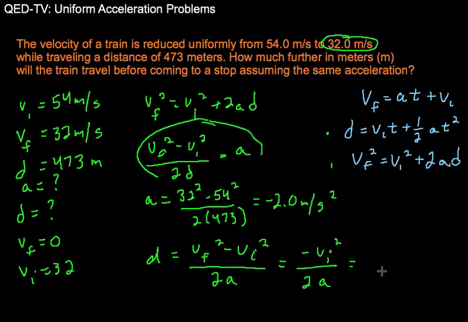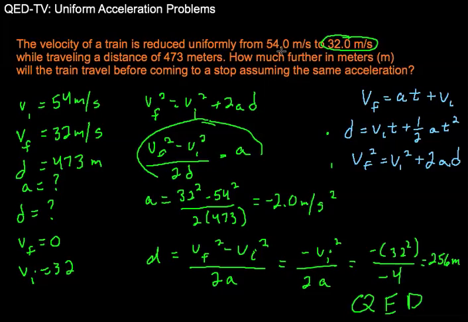And if I get my VI squared, that's going to be negative 32 squared over 2 times my a, negative 2, would be a negative 4. And you're going to have a negative and negative, they're going to cancel out. And that is going to give me 256 meters. 256 meters is how much further this train will travel after it's reached its 32 meters per second.